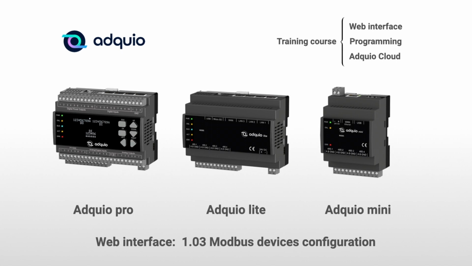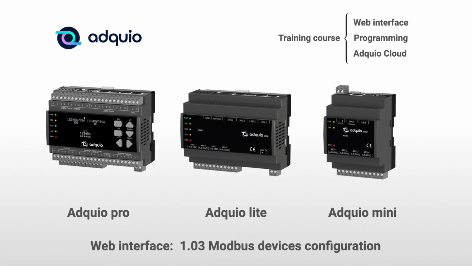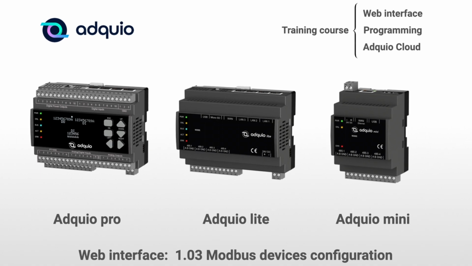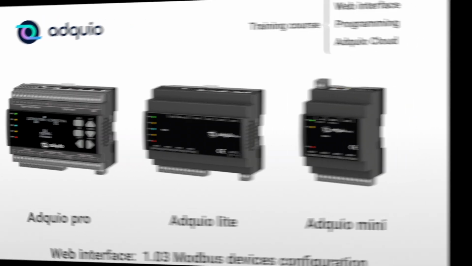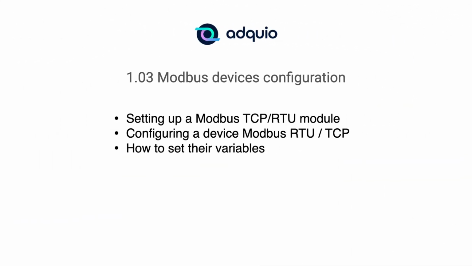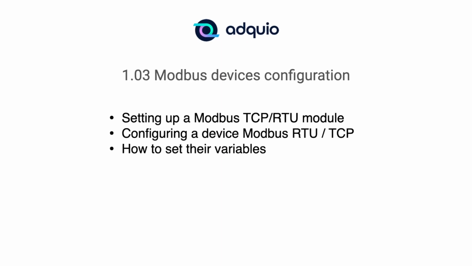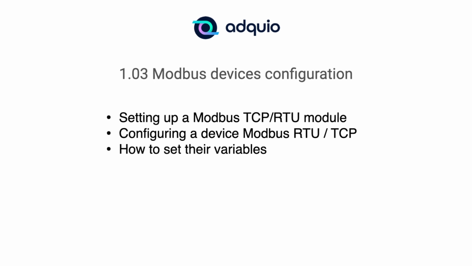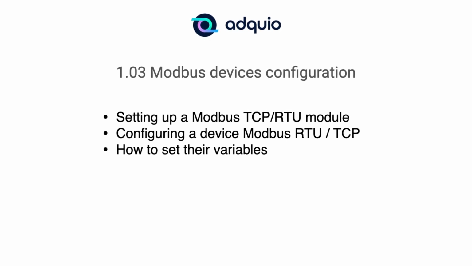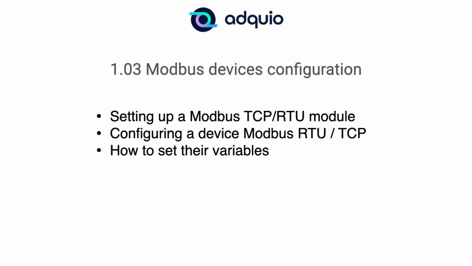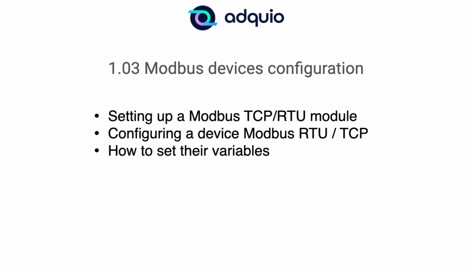Welcome to Chapter 3 of the Adquio web interface. On this occasion, we are going to talk about the configuration of Modbus devices. This chapter has 3 parts. In the first, we will see how to configure a Modbus module, both RTU and TCP. In the second, we will see how to configure both RTU and TCP devices. And in the third, we will see how to configure its variables.